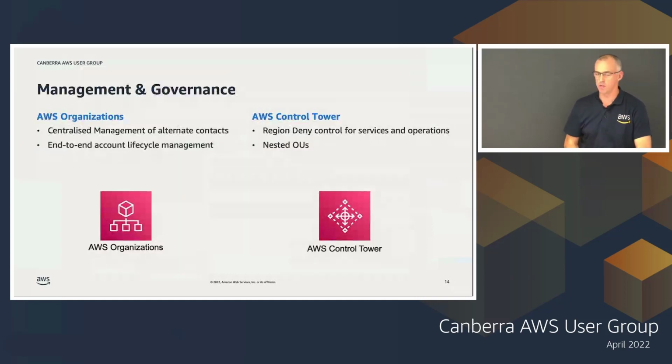So, to get straight into it, into the management and governance space, there's been a few releases in Organizations and Control Tower that, if you're part of a cloud management team or a cloud engineering team, just make life that little bit easier. So the first of those is managing alternate contacts. So for a long time, whenever you created a new AWS account in your best practice multi-account environment, you had to manually go into the account and update the alternate contact information.